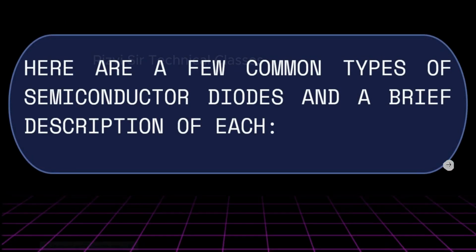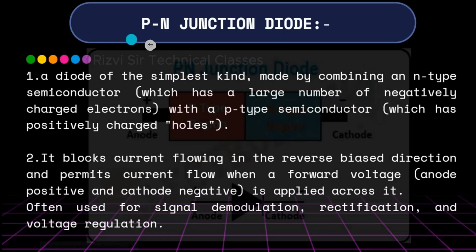Here are a few common types of semiconductor diode. First one is the p-n junction diode. A diode of the simplest kind, made by combining an n-type semiconductor with a p-type semiconductor. N-type semiconductor means negatively charged electrons and p-type means positively charged holes. There are two types of carriers, one is electron, another is hole.